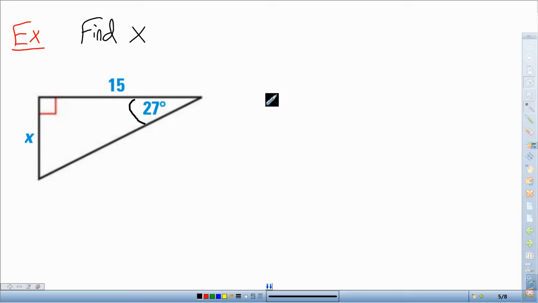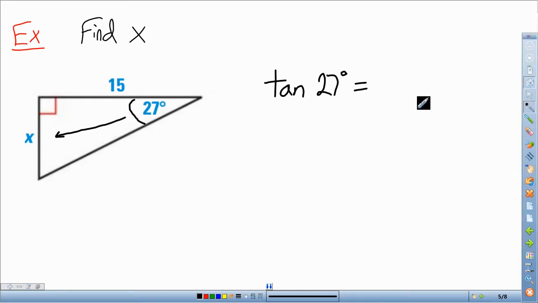So let's go ahead and write it out. We know we're using tangent of our angle, which is 27 degrees, and that equals opposite over adjacent. The side length opposite our angle is x, and that goes up top. And the leg adjacent to our angle is 15. So there's our equation.